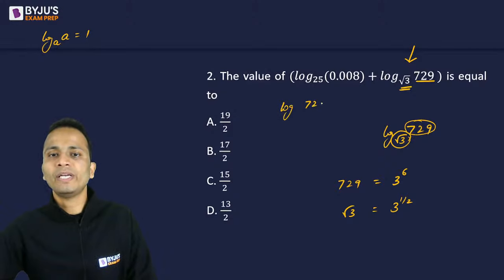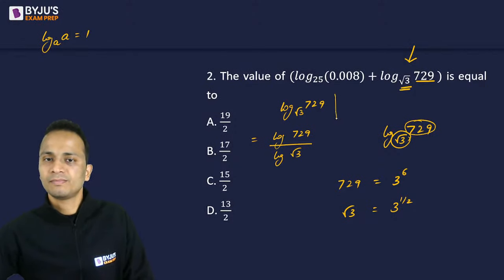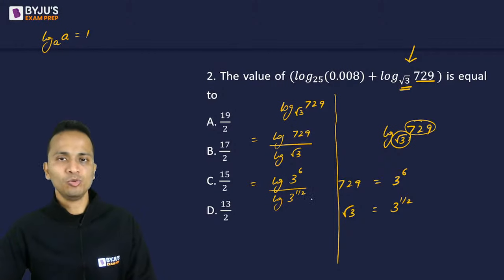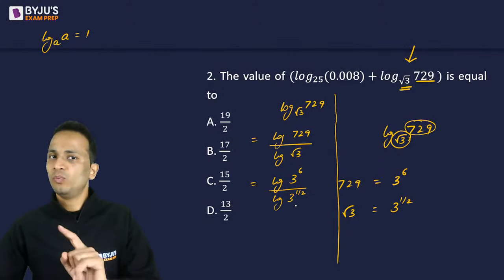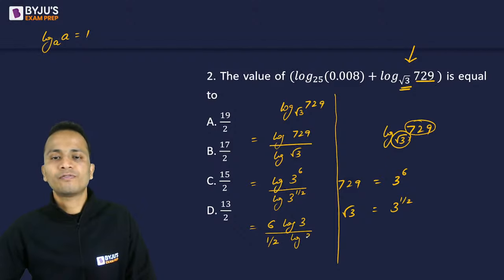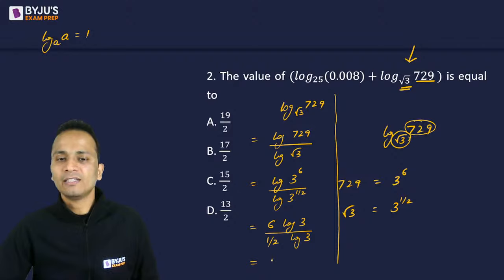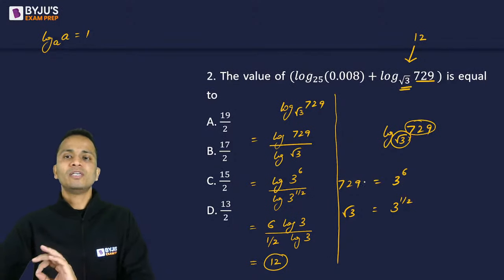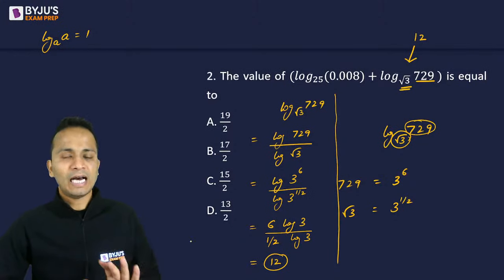So log of 729, the base is root 3. Okay, I'll write it as log of 729 whole divided by log of root 3. All right. Now further, log of 729 can be written as log of 3 raised to the power 6 divided by log of 3 raised to the power 1 upon 2. Now both the powers in the numerator and denominator will come in front and will get multiplied. So 6 will come in numerator. It will become 6 log 3. And in the denominator, I will have half log of 3. अब log 3 and log 3 cancel out हो जाएगा. And the value of this expression will be equal to 12. Okay. So 12 will be the value of the second term in the given expression. I hope I am clear.